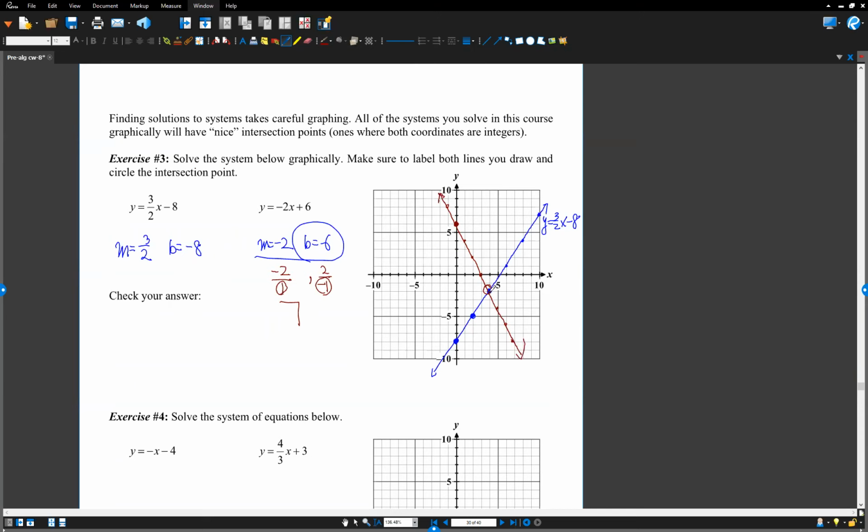Where is the solution? This point is the solution. What is the coordinate? When x equals 4, y equals -2. That's the solution. When x equals 4, not -4. That's the solution.